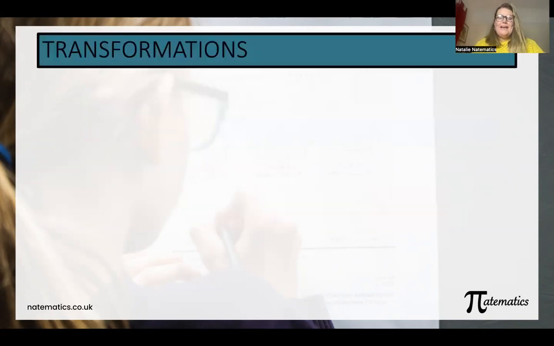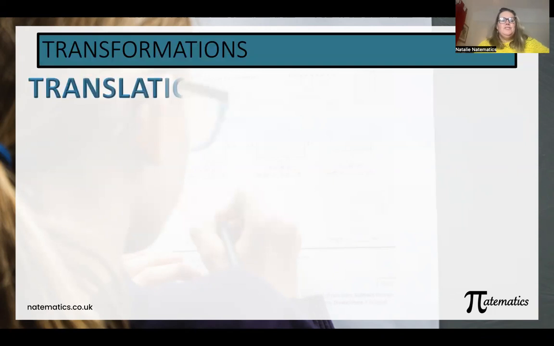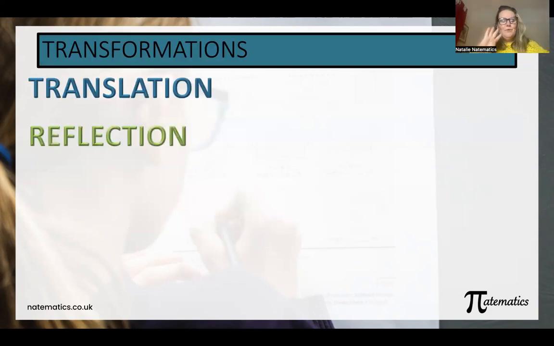Okay, so this is aimed at up to a grade 4. You may see these on higher, at a higher level, but the easier sort of questions. I'm not going into negative enlargements or fractional enlargements. So I'm at the bottom end of transformations. So there are 4 different ones.